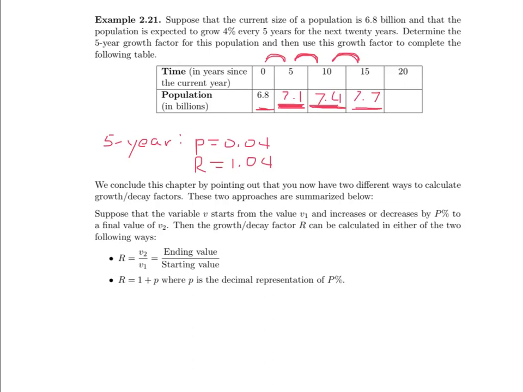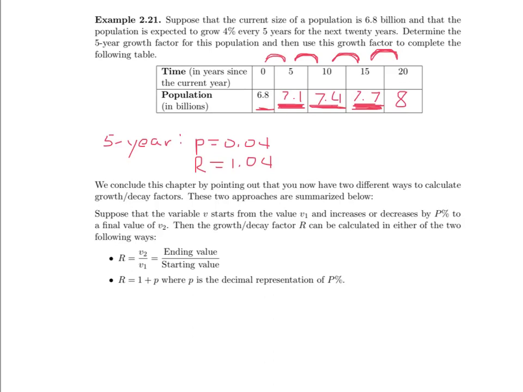Finally, to calculate the population in year 20, I recognize that this is another 5-year period. Over that period, the population grew by a factor of 1.04. My starting population value is 7.7. So I take the 7.7, I multiply it by 1.04, and I arrive at 8.